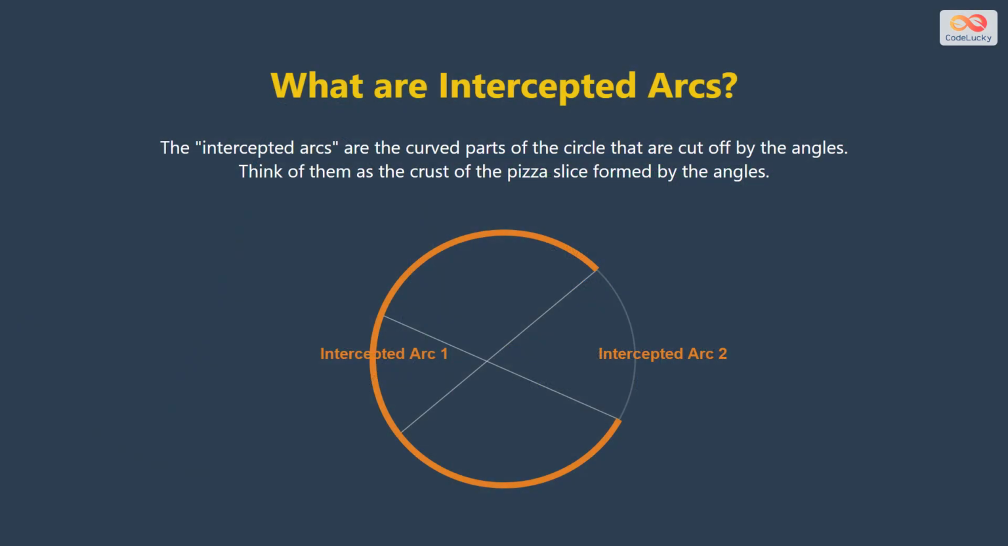To understand the math, we need to identify the intercepted arcs. These are the curved parts of the circle's edge that are trapped between the endpoints of the chords. In our diagram, look at the orange curves. These are the arcs that correspond to our angles.